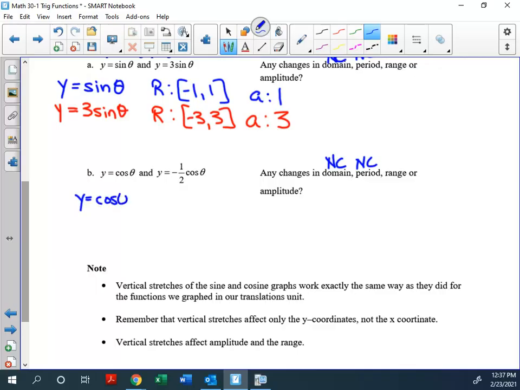Let's get to some predictions. Cos. What was the range for cosine? How low could it go? How high could it go? Exactly the same as sine, right? -1 to 1. Meaning that it also had an amplitude of 1. Got as high as 1 and as low as -1. What's going to happen with -1/2 cos theta? What's going to be the range?